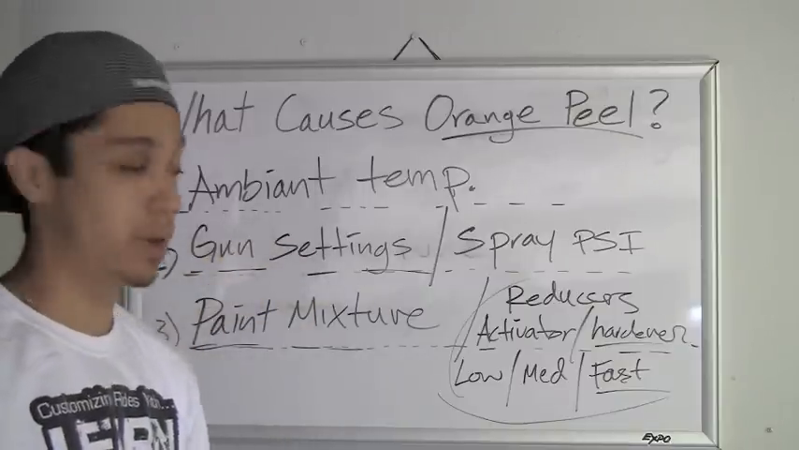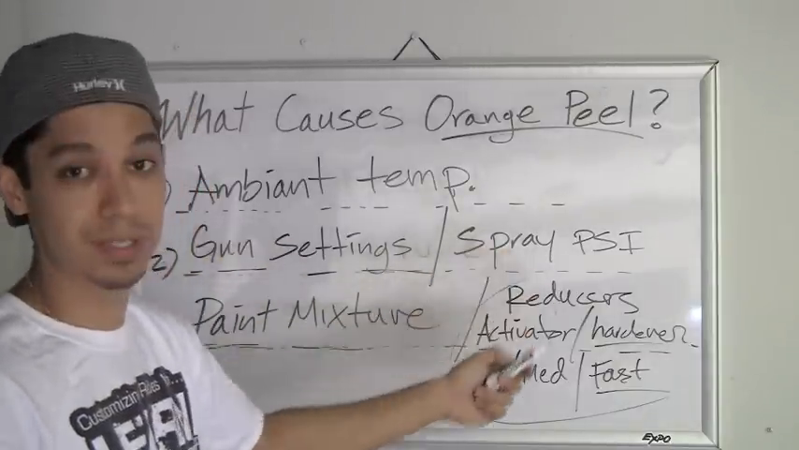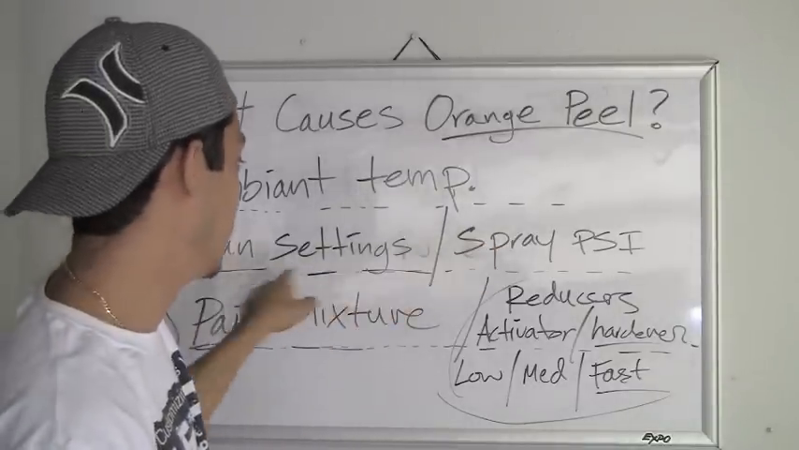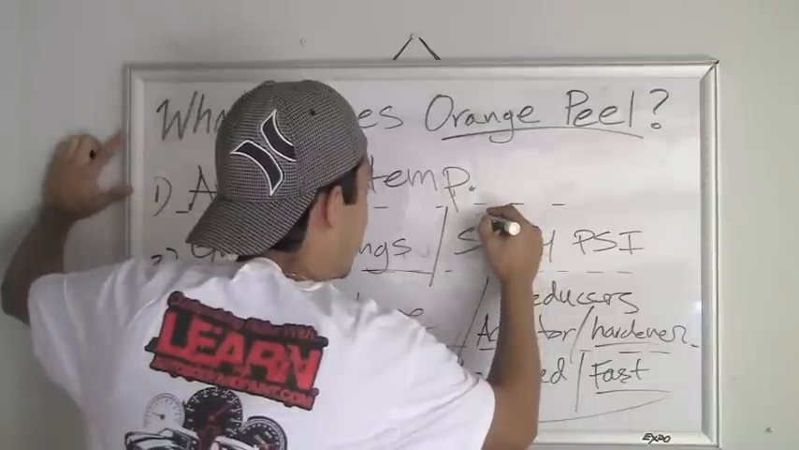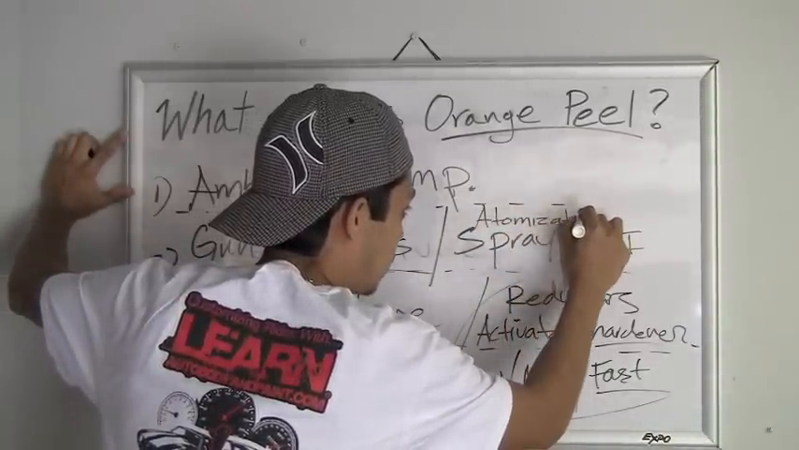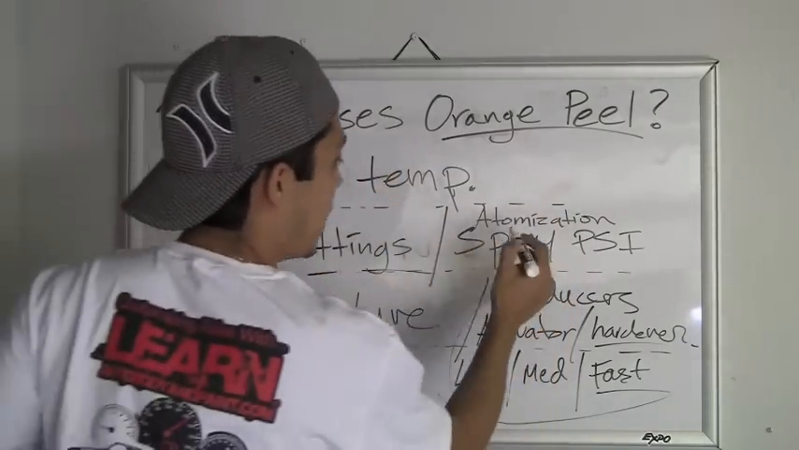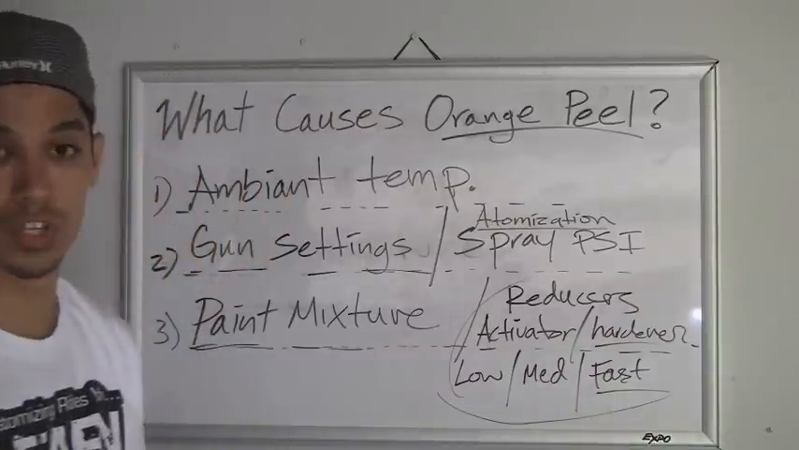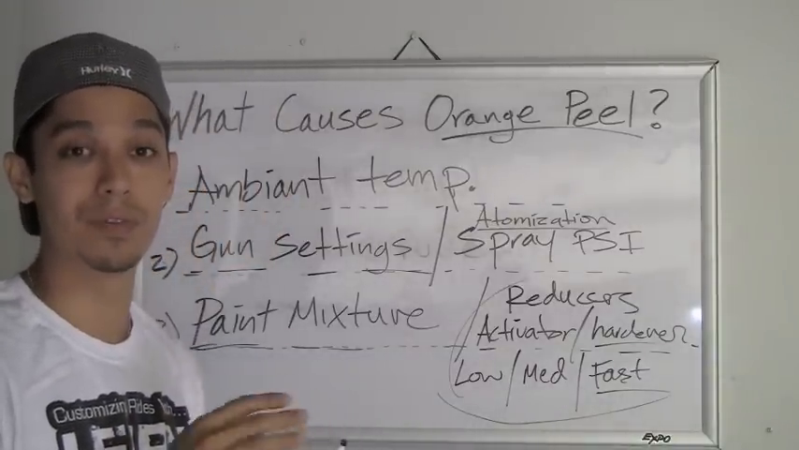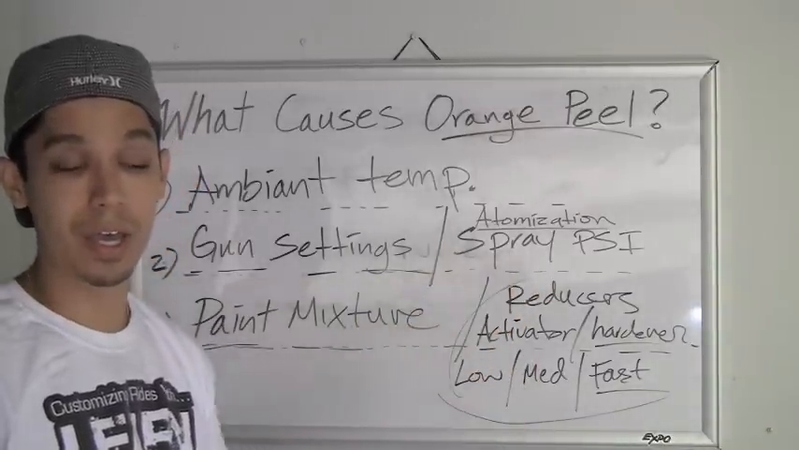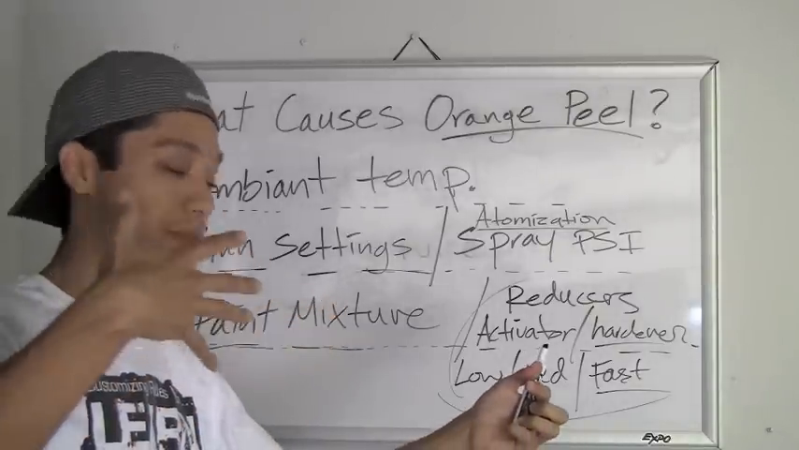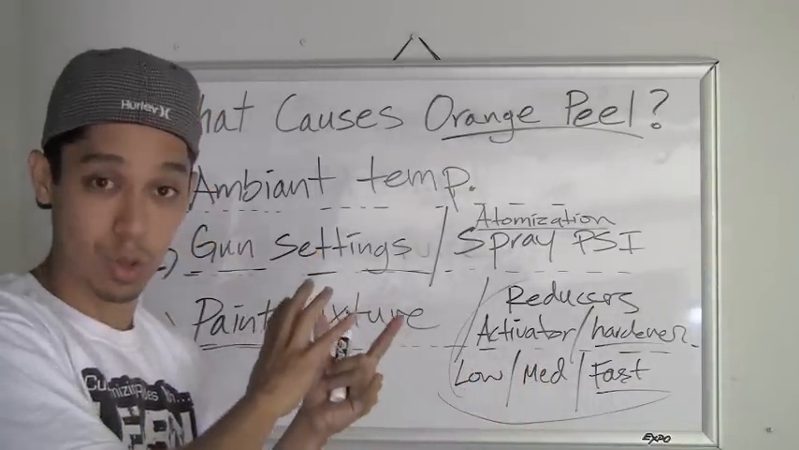And then your gun settings, okay? Gun settings, spray PSI. One more thing I forgot, maybe I'll add it down here, is atomization. It's actually with this part, gun settings. Let me just write it down here. I hope you could see that. Atomization is when your clear coat comes out in fine particles. You want it to come out very fine, and if you have a low PSI, your clear coat is not going to atomize properly. It's not going to hit the panel in fine particles and have a nice glossy flow out.